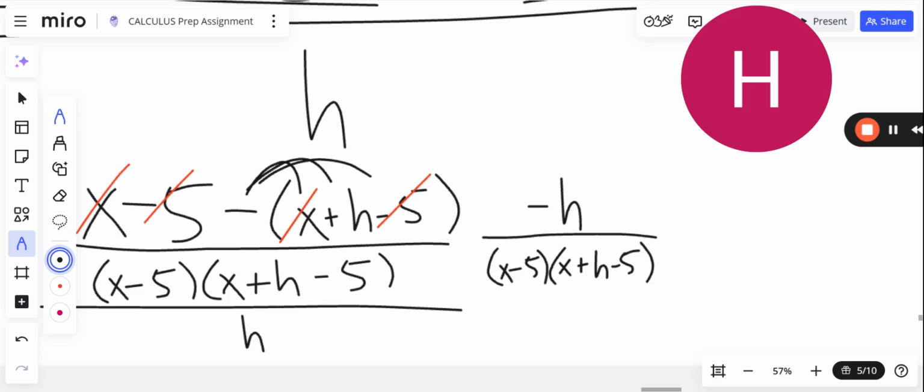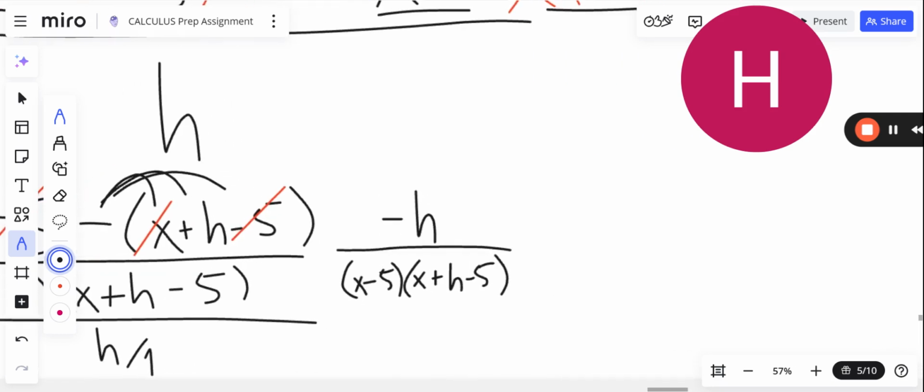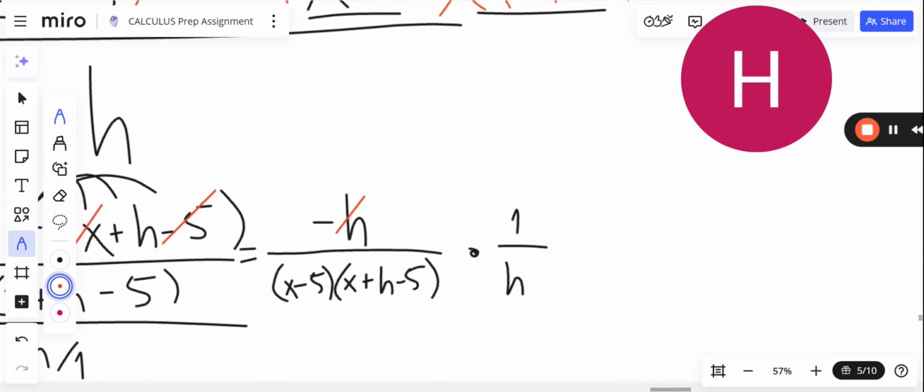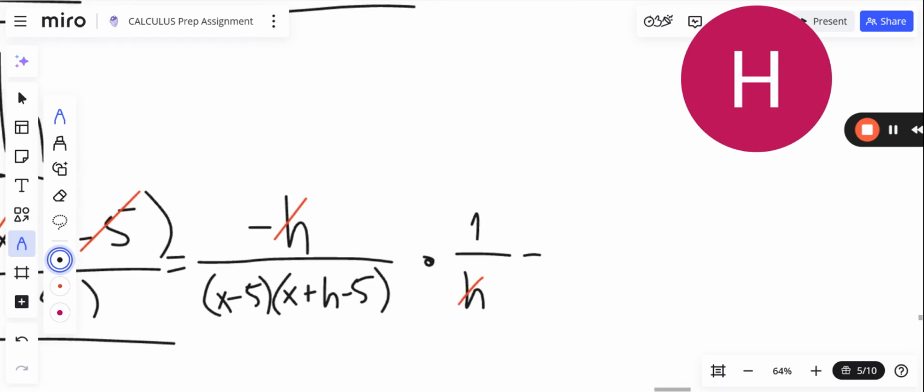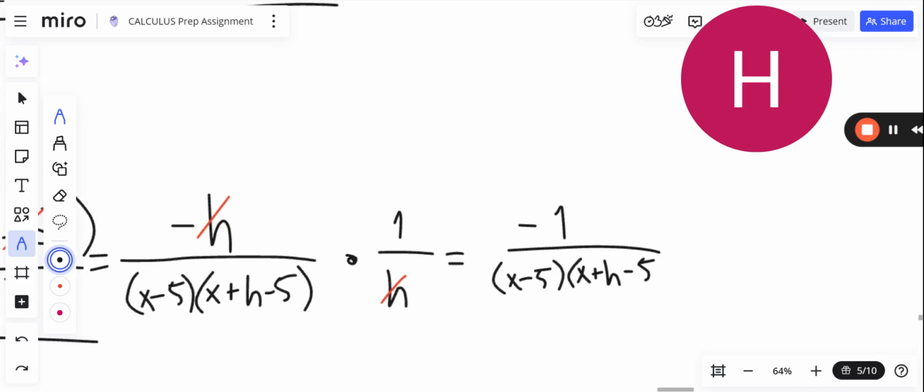And now we're going to treat this as h over 1, so we can multiply by the reciprocal, 1 over h. And here we see the h's cancel, leaving us with negative 1 over x minus 5 times x plus h minus 5. And this is our difference quotient.